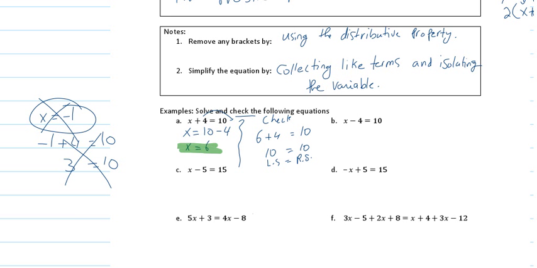Now, because the left side and the right side are equal to each other, that means my answer is correct. If your answer was not correct, you're going to see that the left side is not equal to the right side. Then you've done something wrong, and you have to go back and redo the question. So this is just for you to check that your answer is correct.